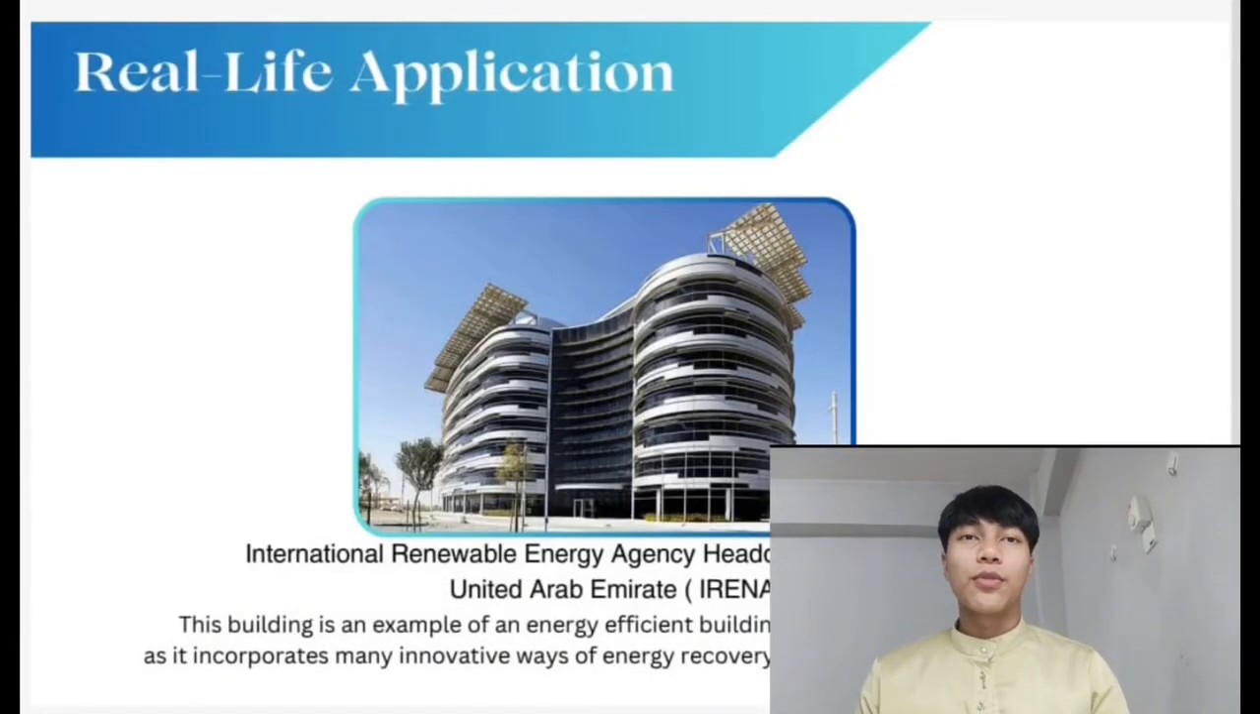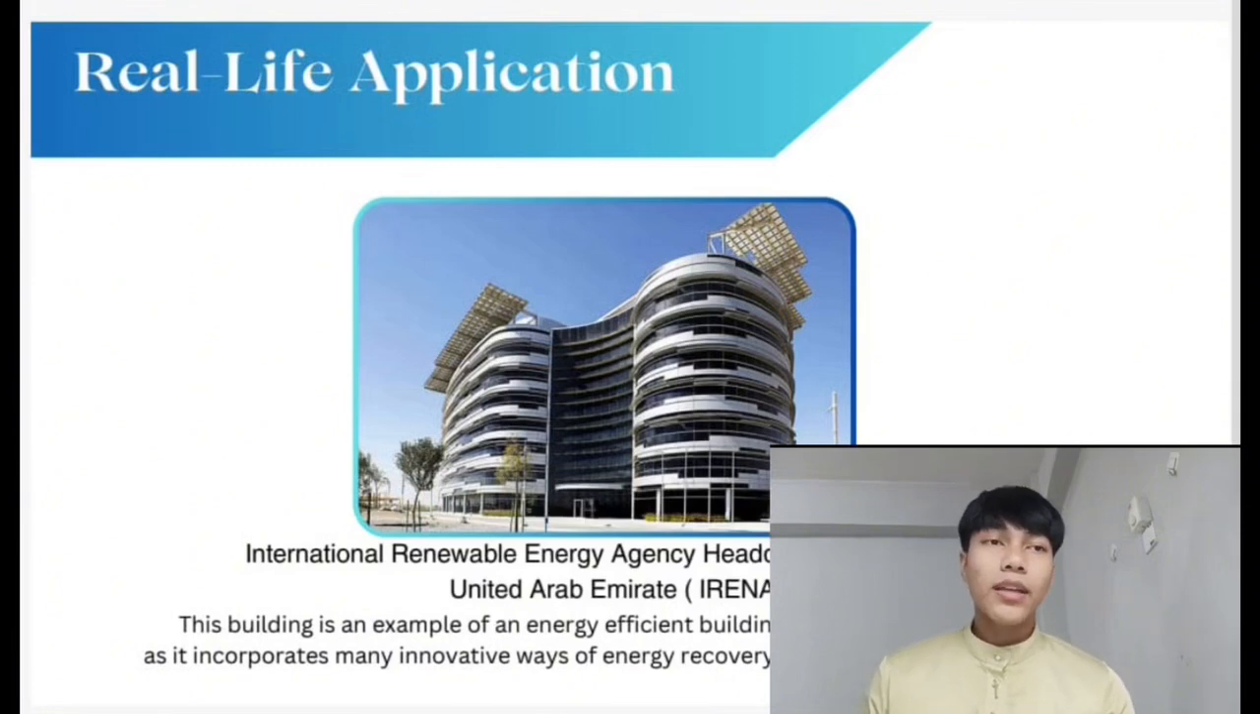Okay, Assalamualaikum. So for my part, I will be talking about the real life example of energy conservation in modern architecture. The real life example that we found in our research for our presentation is the IRENA headquarters, which is the International Renewable Energy Agency headquarters, located in Abu Dhabi, UAE.